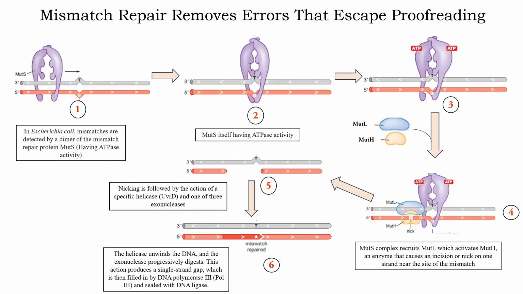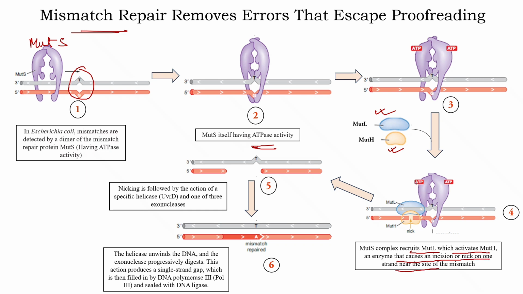Next, the important direct repair mechanism is the mismatch repair mechanism, where the enzyme MutS dimer detects the mismatch. This enzyme has an ATPase activity. The MutS complex recruits MutL, which activates MutH, an enzyme that causes an incision or nick on one strand near the site of mismatch.